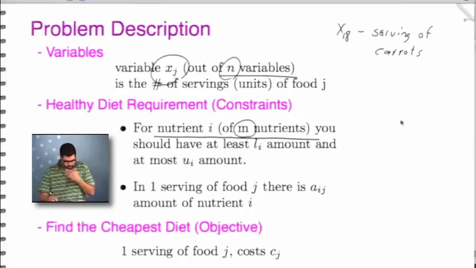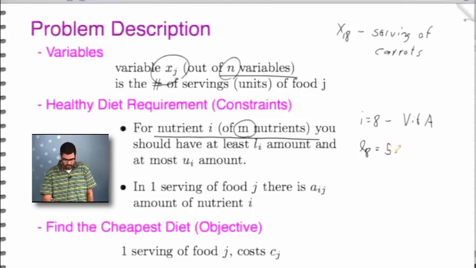Nutrient A is going to be 1, 2, 3, 4, 5, 6, 7, 8. It's going to be nutrient 8, okay? So nutrient 8, so i equal to 8, is vitamin A, okay? And we have a lower bound, so as we saw on that list, I think L8 was equal to 5,000, and U8, the upper bound on the amount of vitamin A that you want, was 50,000, I think I read.